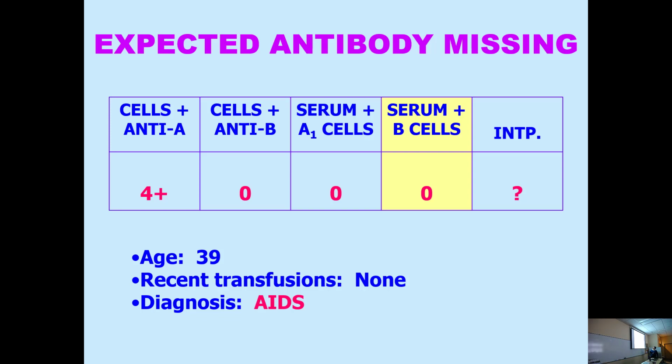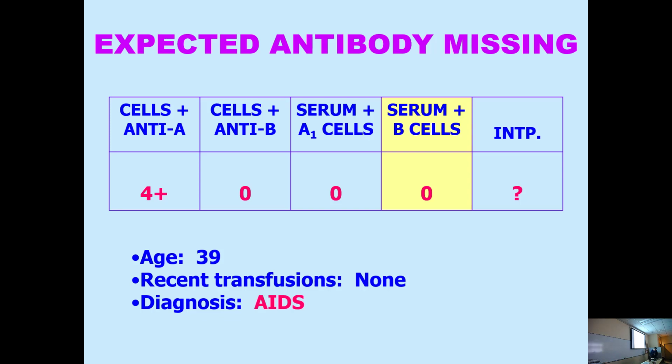We have got expected antibody missing. So forward type, this looks like an A. Backwards type, it looks like an AB. We expected this to be positive, right? Because we assume two things. One, this is nice big 4+, so that's probably right. This is a completely negative, so that's probably right. More times than not, we have a problem with the serum than with the cells, and so we expect this one to be wrong. So, 39-year-old, no recent transfusion, diagnosis of AIDS.